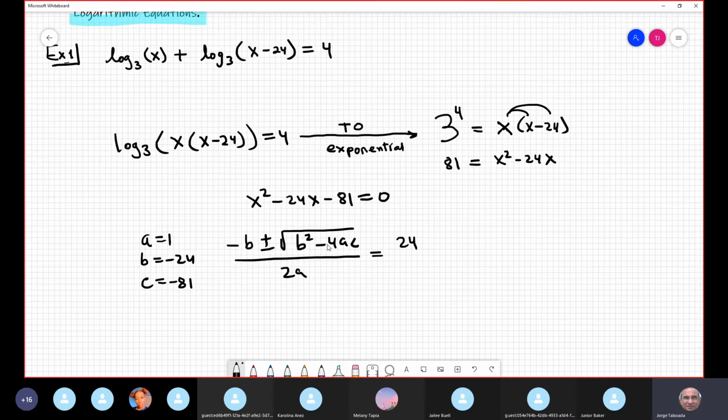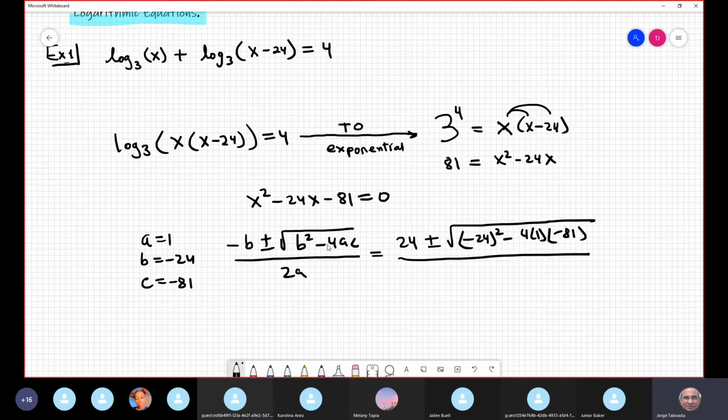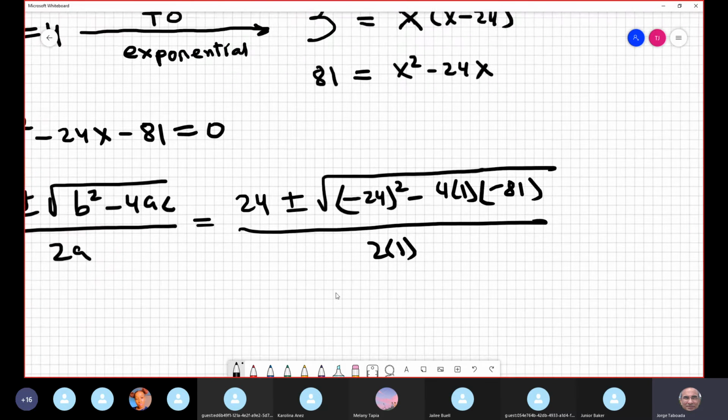Okay, 24 positive because of the double negative. Plus and minus the square root of negative 24 squared minus 4 times 1 times negative 81, which is c, everything divided by 2 times 1, which is just 2. One more time I need to use a calculator, of course. Negative 24 squared: when it is negative, it doesn't matter, it's positive. You put negative 24 squared, it's obviously positive 576. Wow. Be careful now with the sign. We have a double negative here, and a negative here. Therefore, the answer is positive. Positive 4 times 81 is 324.